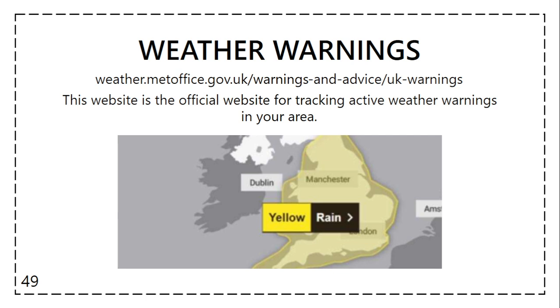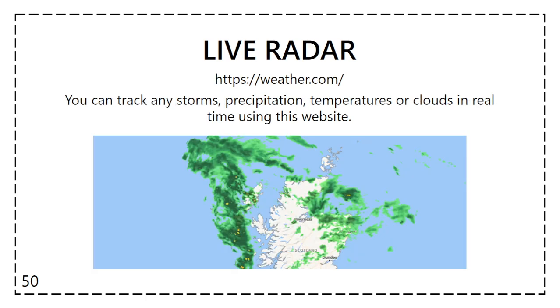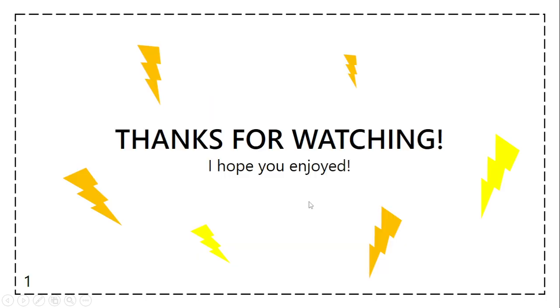Weather warnings. This is the official Met Office tracking weather warnings in your area. Don't ignore this. This was previous, this is not now, so ignore this warning here. This is just an image I've taken from the Met Office. And live radar. You can track any storms, precipitation, or clouds in real time using this website. Live radar is basically weather.com, and then click on the radar button, and then you can see the radar on there if you really want to track a storm.